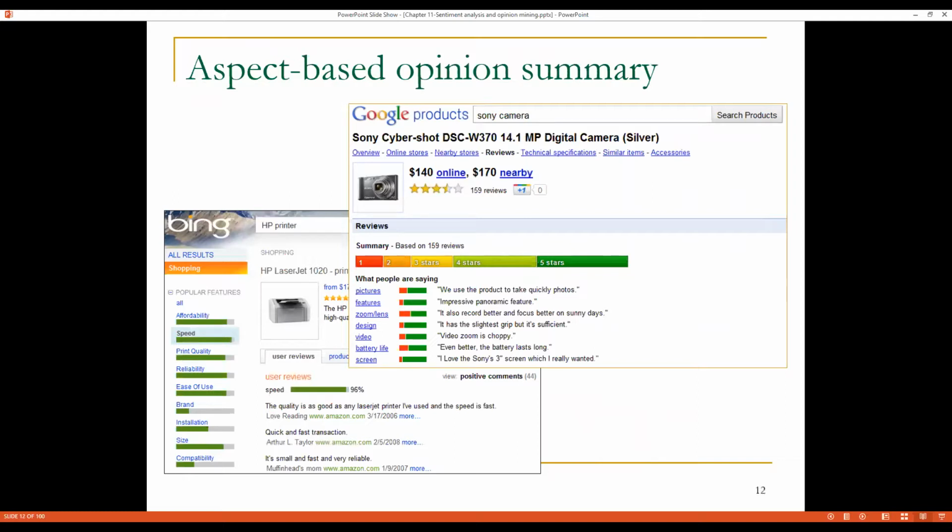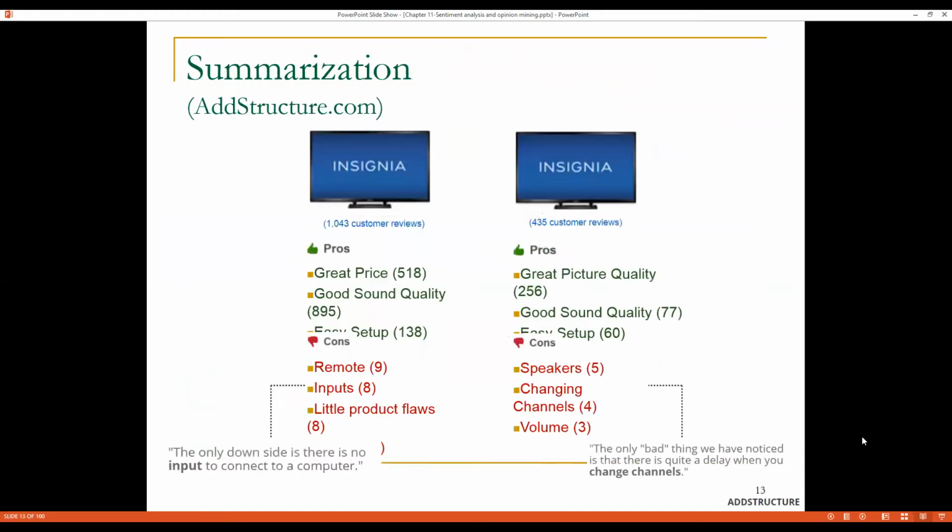One's on Google, and looks like a Sony camera and its rating. And then kind of behind there underneath is one from Bing. And of course, here's another one for summarization of 2 TVs, where it lists both the pros and cons for each one. I'm sure you'd be able to click on those to read what the customers were able to say.